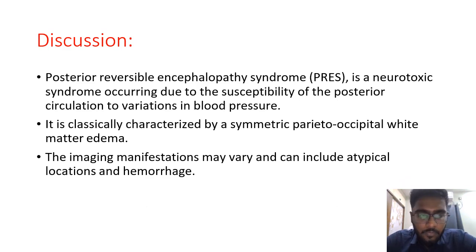We start the discussion now. PRES is a neurotoxic syndrome occurring due to the susceptibility of posterior circulation to variations in blood pressure. When the BP variations are sudden, the posterior circulation is unable to maintain the perfusion of the structures it supplies. It is classically characterized by symmetrical parieto-occipital white matter edema. The imaging manifestation may vary and can include atypical locations and hemorrhages.